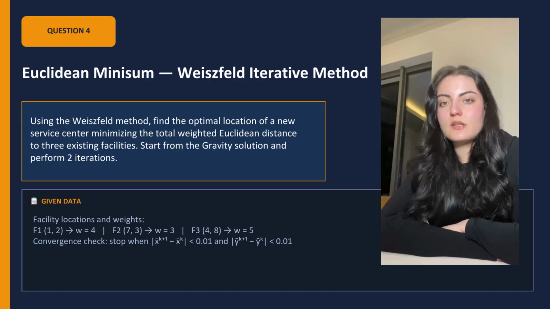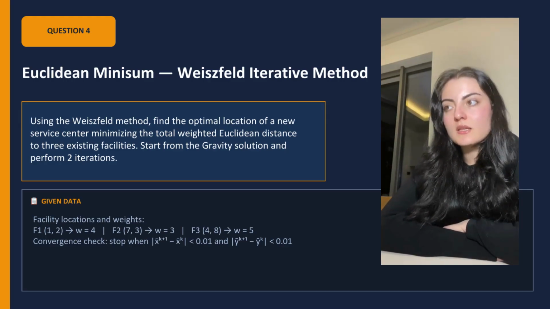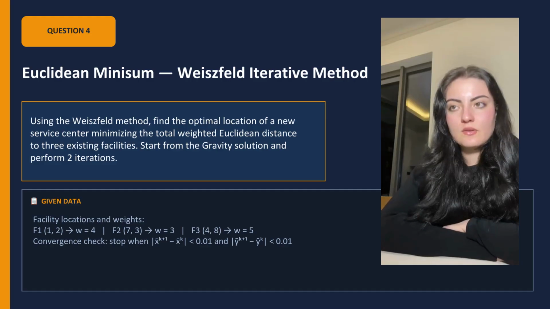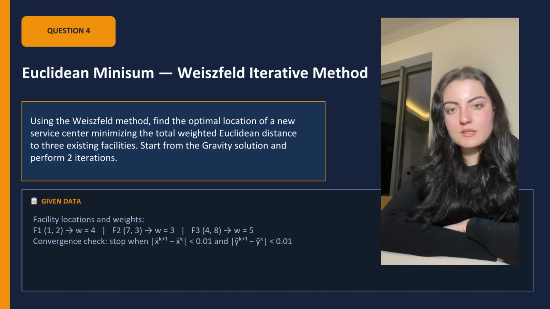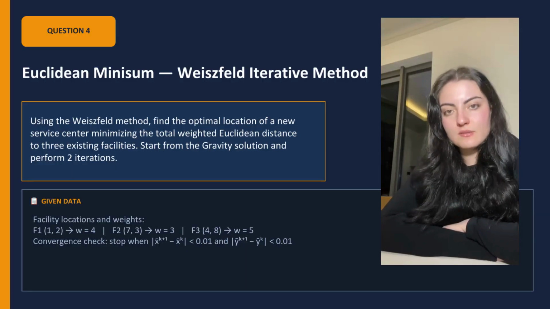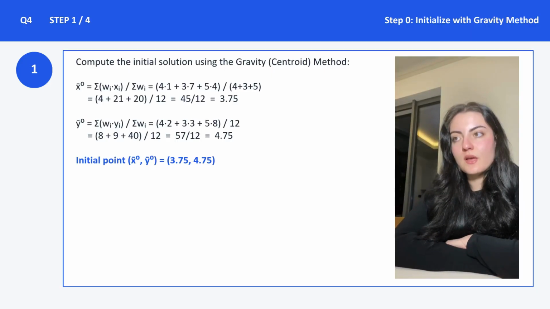Now let's move to the last question, which involves using the Weiszfeld method. This is again a Euclidean minisum problem, but unlike the gravity method, this method is iterative. In other words, we start with an initial point and improve it step by step. In this question, the initial point is taken from the gravity method. Using the gravity method, the initial point is found as 3.75 and 4.75.